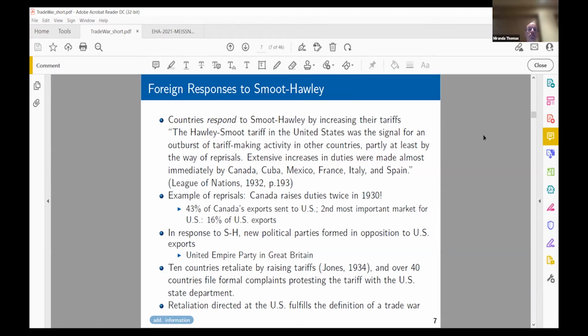For the countries that did follow through with these petitions and actually raised their tariffs, the League of Nations reports on tariff-making activity in countries like Canada, Cuba, Mexico, France, Italy, and Spain that was directly in response to Smoot-Hawley. Even in places like Britain, you see new political parties formed in opposition to Smoot-Hawley and in opposition to U.S. exports. So the point is that this retaliation fulfills the definition of a trade war.